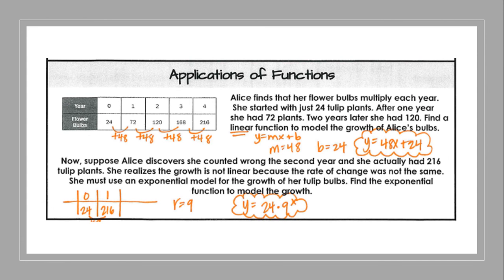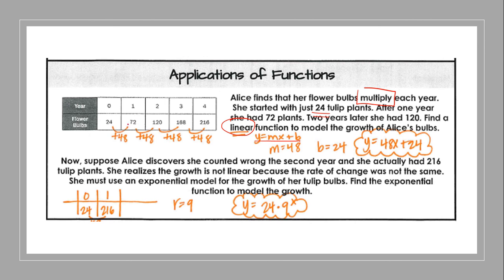So some applications of functions. Alice finds that her flower bulbs multiply each year. Okay, so I'm going to kind of highlight that word. She started with just 24 tulips. After 1 year, she had 72 plants. 2 years later, she had 120 plants. We want to find a linear function to model the growth of Alice's bulb. So it tells me I'm using linear function, which means I know I'm using y equals mx plus b. I'm starting with 24. That's where we begin. That's my y-intercept.